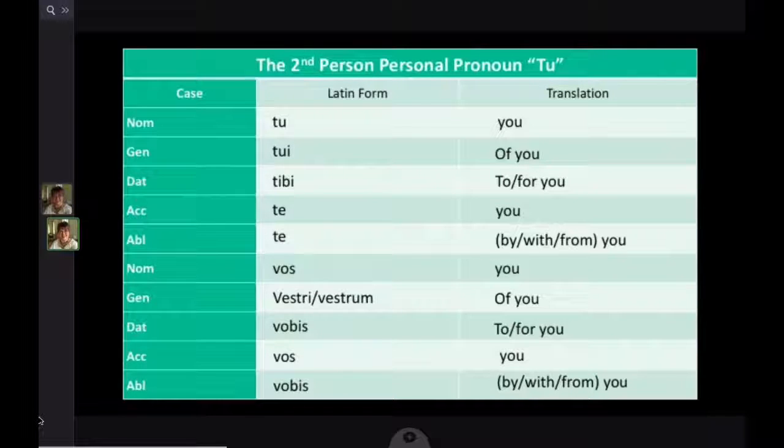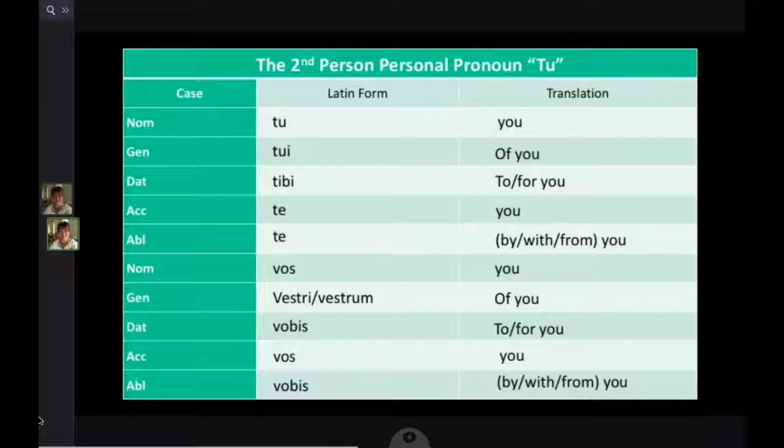Tu, tui, tibi, te, vos, vestri or vestrum, vobis, vos, vobis.